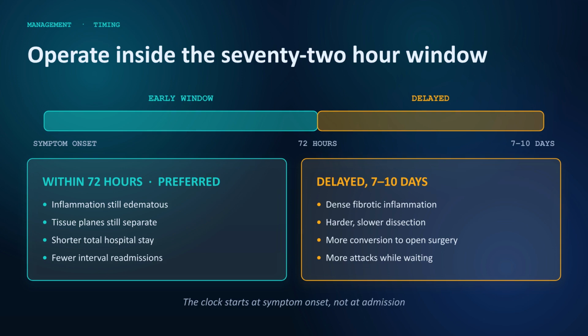Now the highest yield decision in this topic. When do we operate? Laparoscopic cholecystectomy within 72 hours of symptom onset is preferred over waiting and operating at 7 to 10 days. Why? Because in the first 3 days, the inflammation is edematous and the tissue planes are still separate. After that, the tissue becomes dense and fibrotic. Dissection is harder, and the risk of conversion and of bile duct injury climbs. Early surgery also shortens total hospital stay. Notice that the clock starts at symptom onset, not at admission. One more consequence: if the patient first presents on day 5, early surgery is no longer early. Many surgeons then treat medically and return in about 6 weeks.